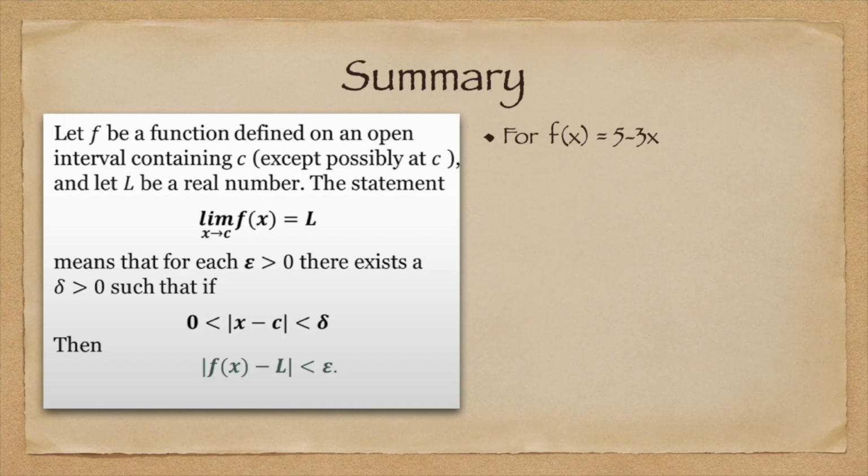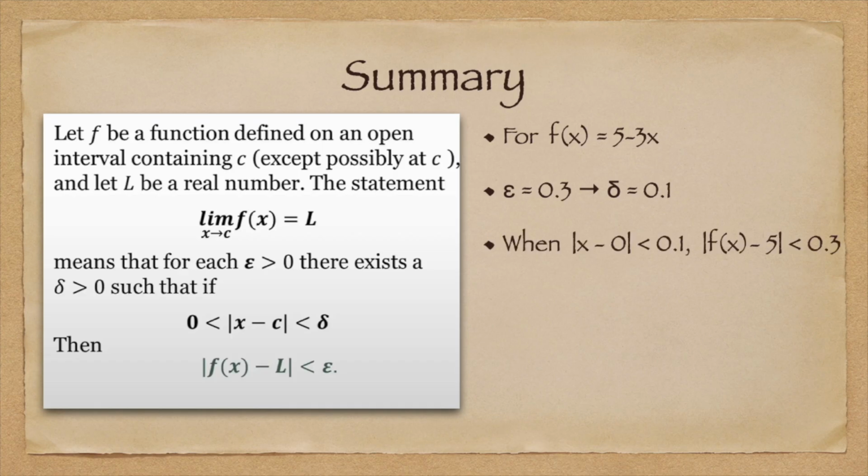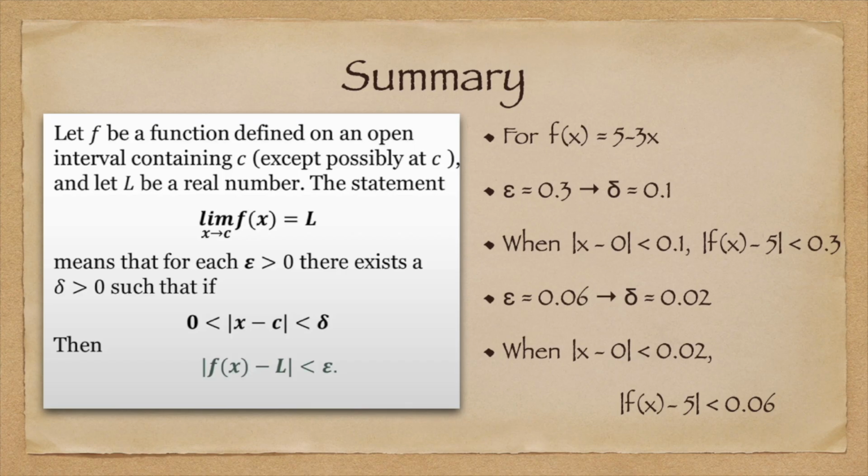So for our function, we chose epsilon equals 0.3 and we found a delta, which is 0.1, meaning that whenever our x values are close enough to 0, within 0.1 of our c value, or 0, then all the function values will be within 0.3 of 5, which was our limit. And when we chose epsilon equals 0.06, then we found a delta, which is 0.02, so that if all of our x values are close enough to 0, within 0.02 of 0, then all our function values will be within 0.06 of our limit, which is 5.